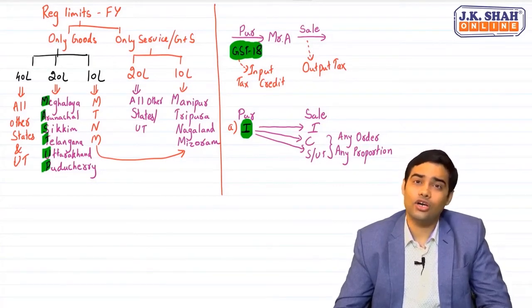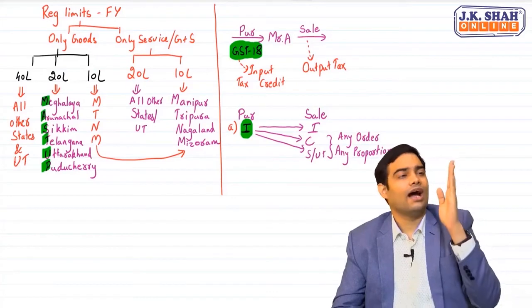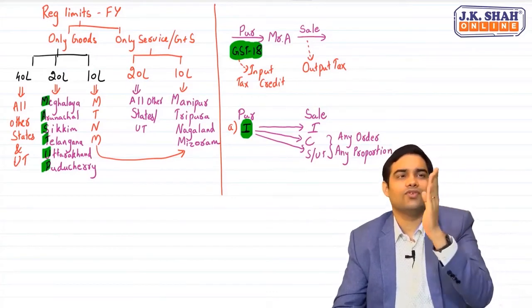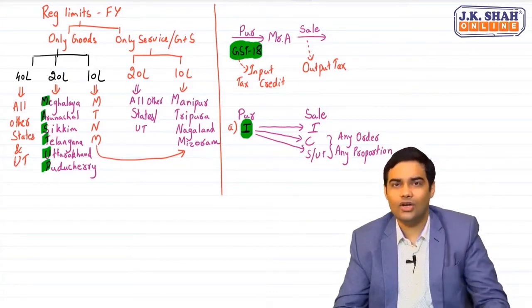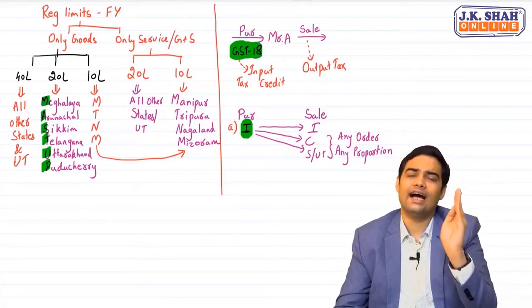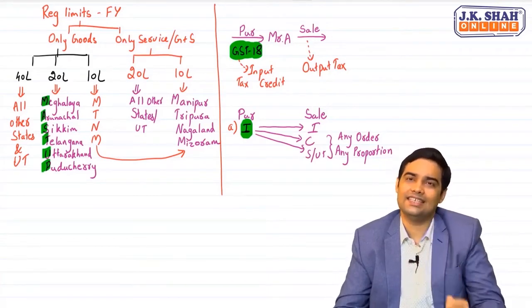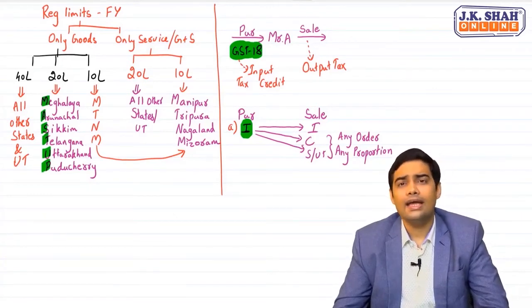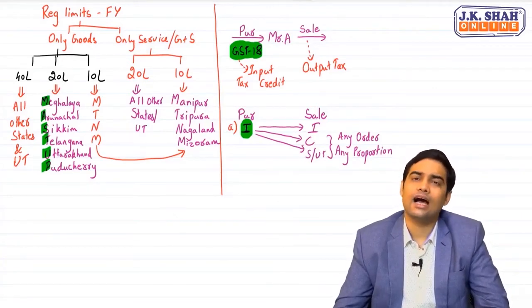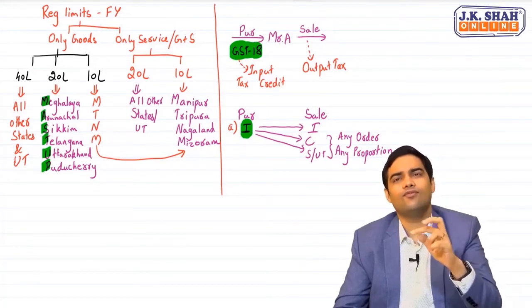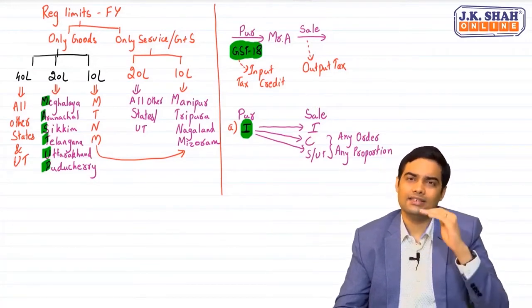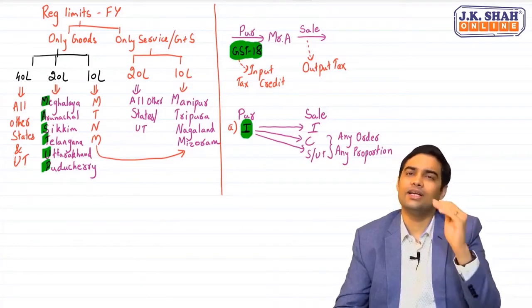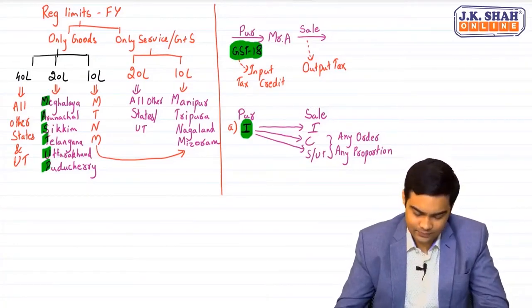And what is the order of utilizing I? IGST paid would be first adjusted against I on sale. Then I would be used to pay CGST and SGST. Any order, any proportion. If the question is silent, I would recommend you, most of the time, to use 50-50 while you are using I, so that you have parity between C and S.